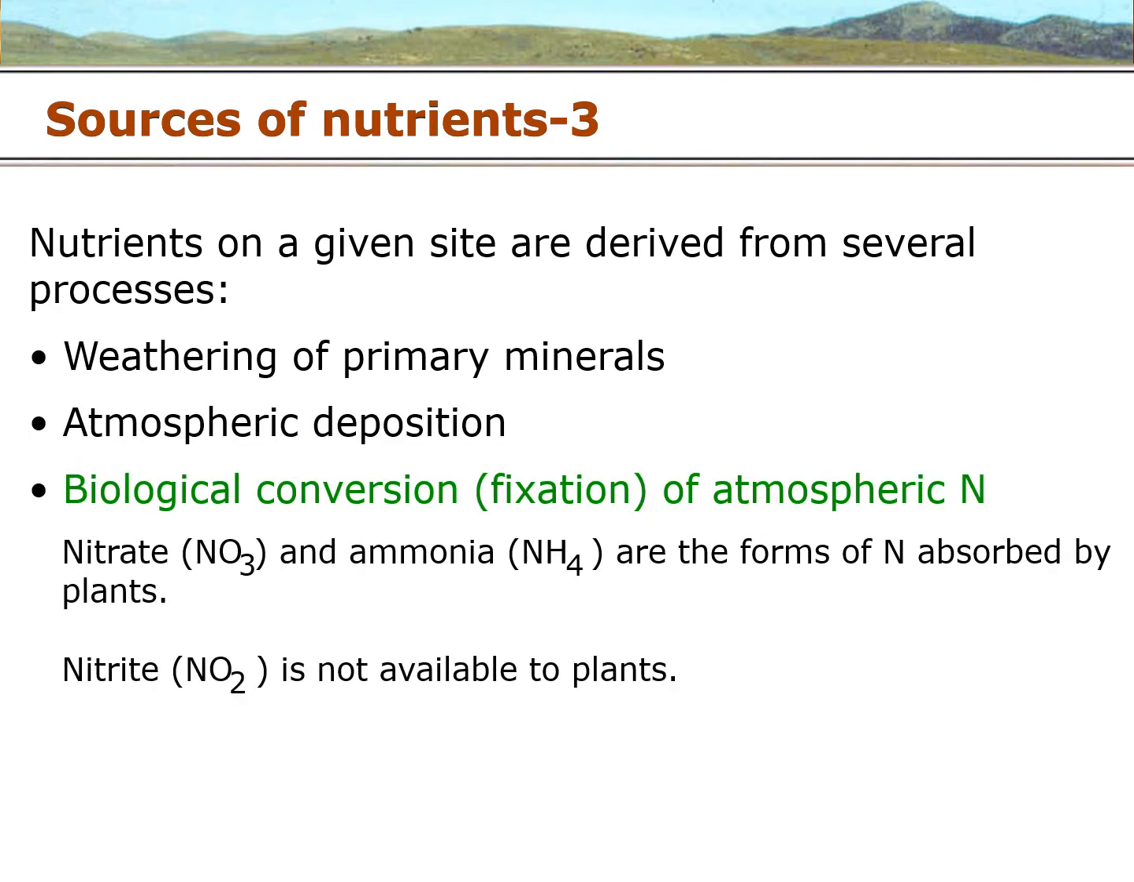And a third way that nutrients are derived is via biological conversion, and this applies to nitrogen especially. Atmospheric nitrogen is not available to plants, but the forms of nitrate and ammonia are forms that are available for plants. Nitrite or NO2 is not available to plants. We'll talk more about the nitrogen cycle here in a bit.